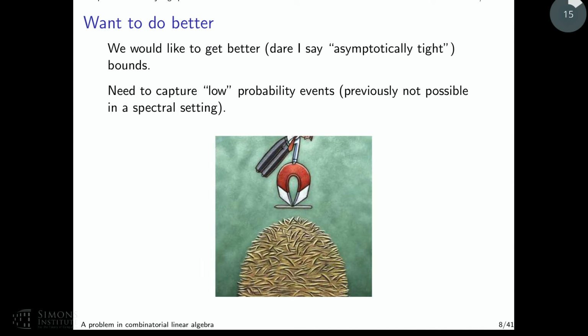OK, so what this example shows you is that if I wanted to get better bounds, let's say asymptotically tight bounds that don't depend on the dimension, then I'm going to need to find a way to capture low probability events. And this was previously not possible in a spectral setting. The sort of thing that the Lovász local lemma does.